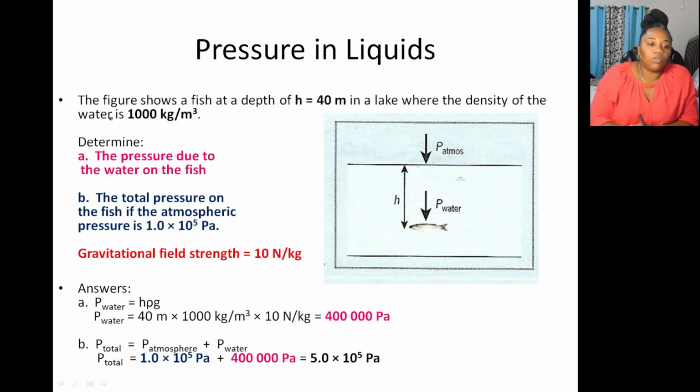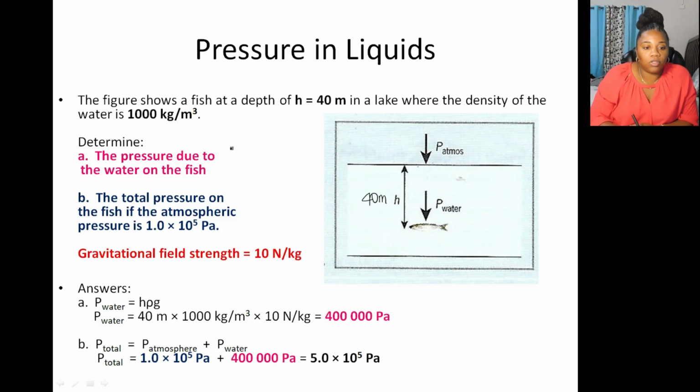So the figure on this side shows a fish at a depth of 40 meters. So the fish is at 40 meters right here, in a lake where the density of the water is 1,000 kilograms per cubic meter. Determine the pressure due to the water on the fish, right? So they want you to calculate the pressure that the fish feels from the water.